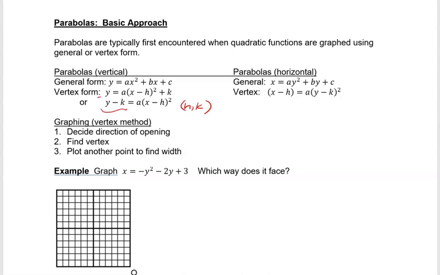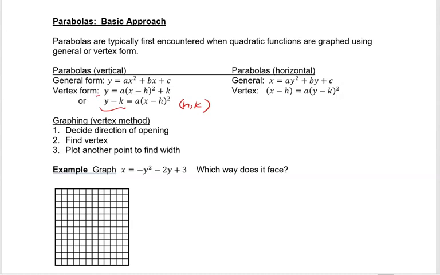When you graph a parabola, you could just plot it point by point, but one common method is to use the vertex method because the vertex essentially places that parabola. Once you know the direction of opening using the sign of the a coefficient, then finding the vertex will essentially tell you where the parabola is, and the last thing you need to do then is just to find out how wide it is.